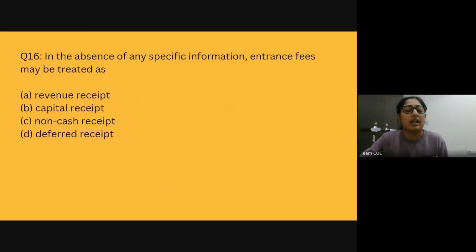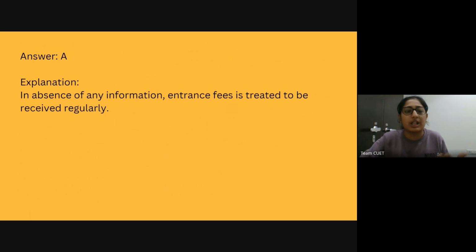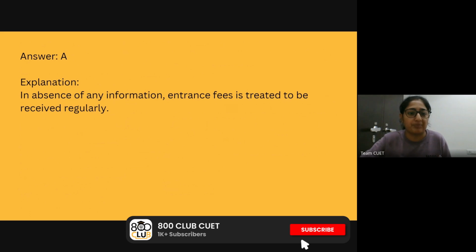Question number 16. In the absence of any specific information, entrance fees may be treated as revenue receipt, capital receipt, non-cash receipt, or deferred receipt. Now, we are not given any information whether entrance fees is a revenue receipt or a capital receipt. So what we do is assume that it is received regularly. So the answer to this question is A. In the absence of any information, entrance fees is treated as received regularly. Hence, it will be considered a revenue receipt.